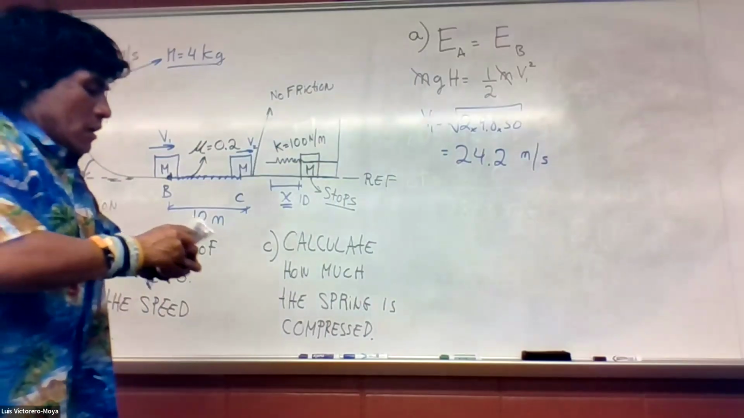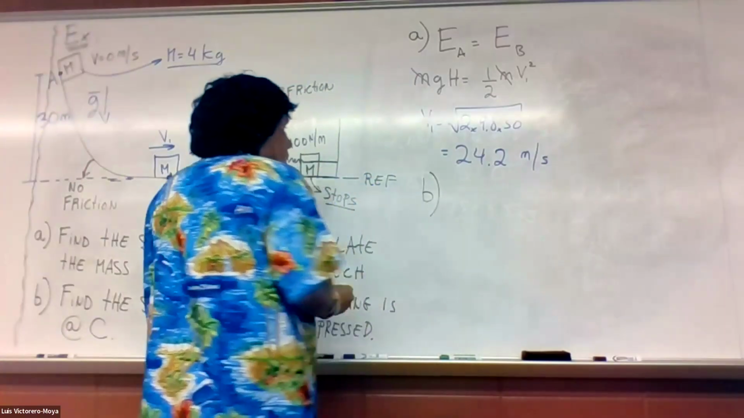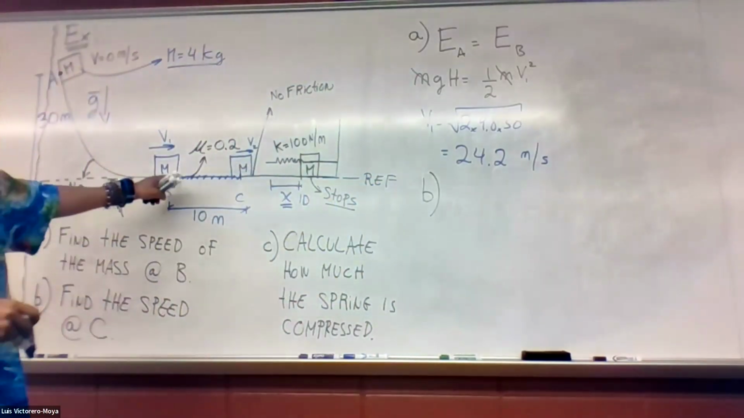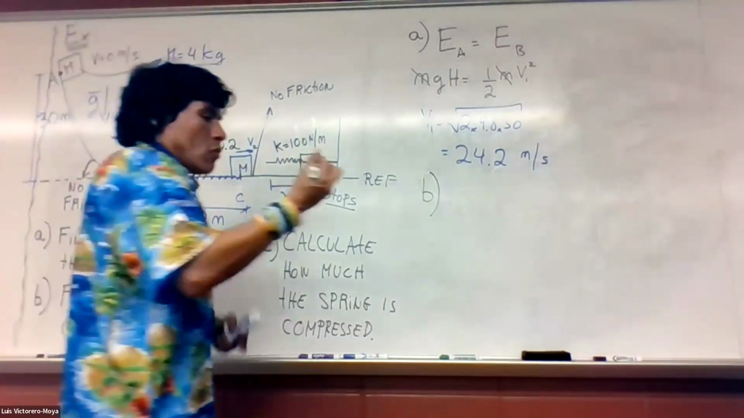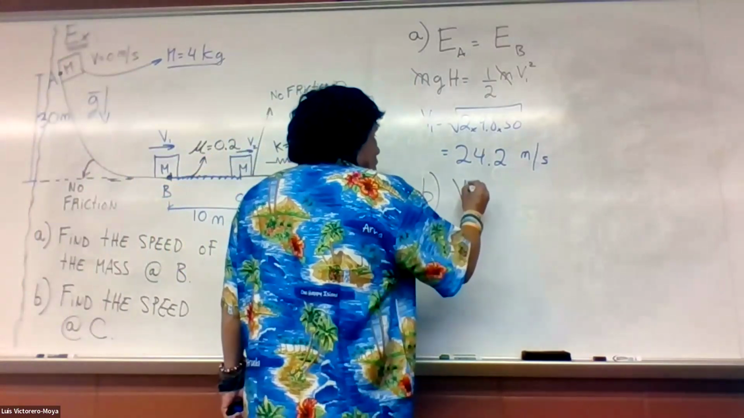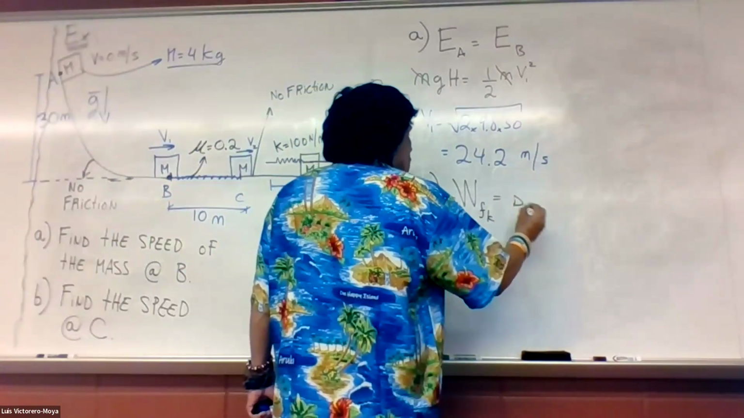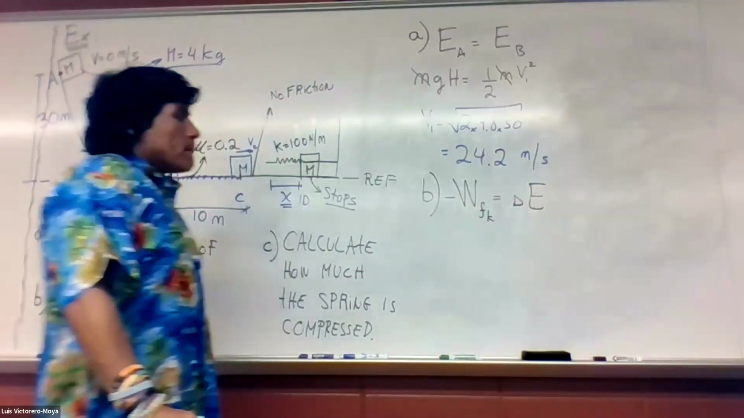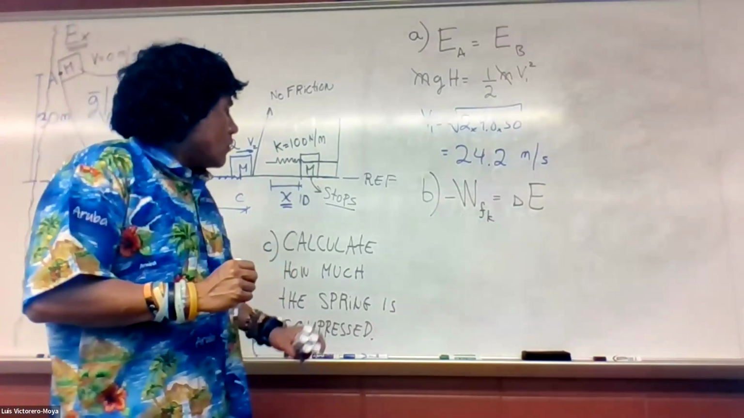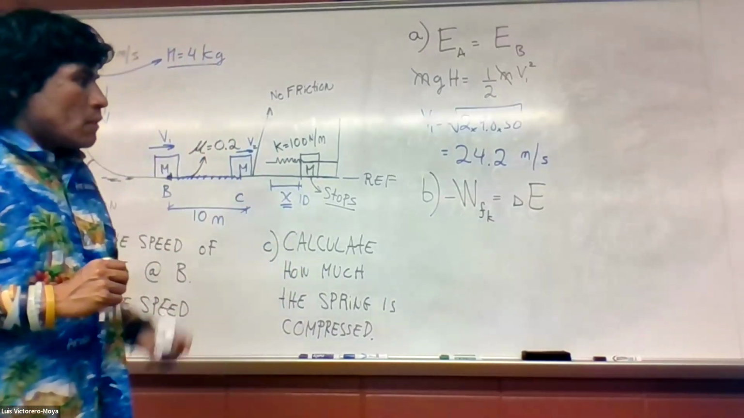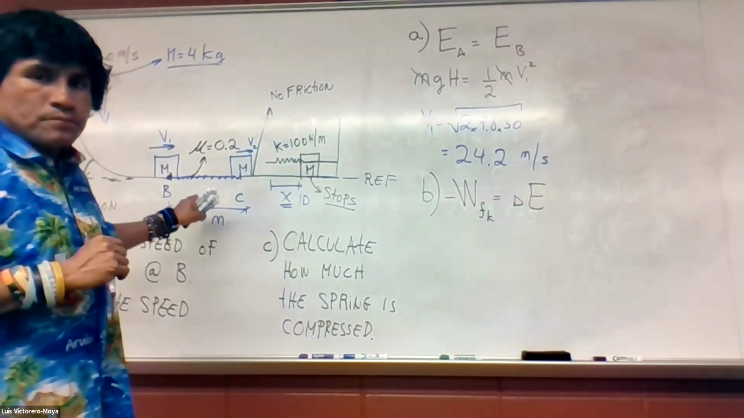Okay, did anybody do B? The speed at C? What happens between B and C? There is friction. So you have to use the work done by friction, or negative the work done by friction, is the change in mechanical energy. Okay, guys, you guys should tell me, what's Fk for this? Or tell me everything. What's the work done by friction here?